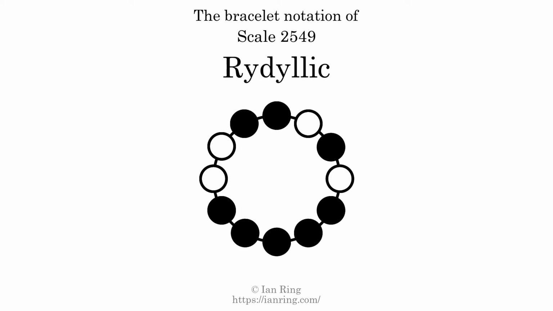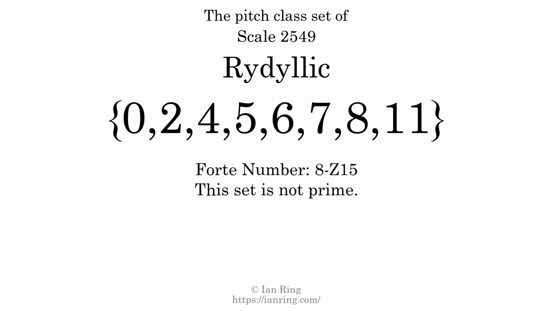This is a bracelet notation diagram of scale 2549. The shaded circles represent tones that appear in the scale, and they are read clockwise, starting at the top. The pitch class set for this scale is 0, 2, 4, 5, 6, 7, 8, 11.